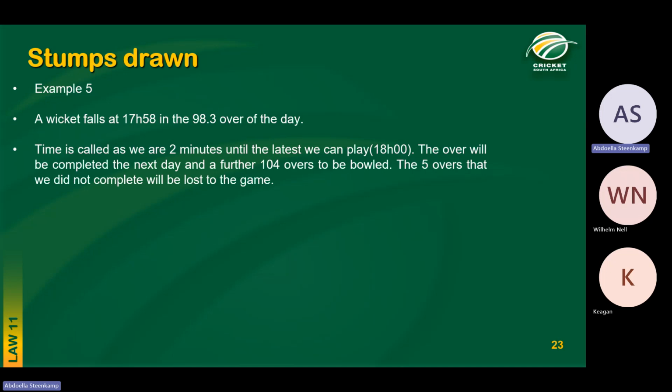But now the question is, they bowled 98.3. What happened to the other overs? It's lost to the game. Yes, there's been a slow over rate, though sometimes not necessarily the case. There could be lots of extenuating circumstances, ball gets lost, injuries, but if there was a slow over rate, there will be sanctions. But sometimes extenuating circumstances can cause overs to be lost, just depending.